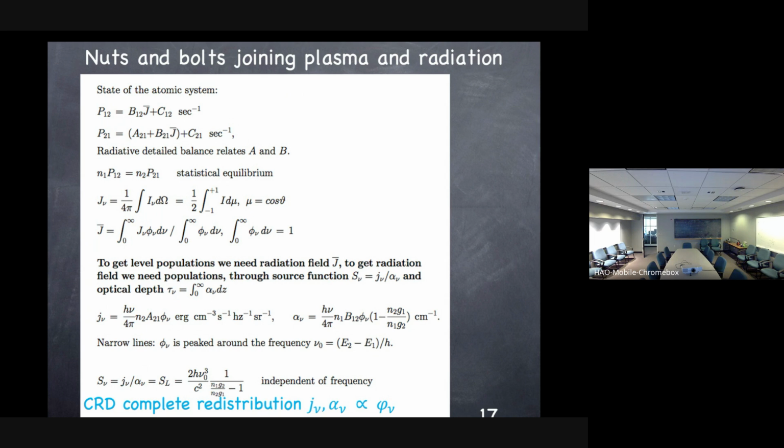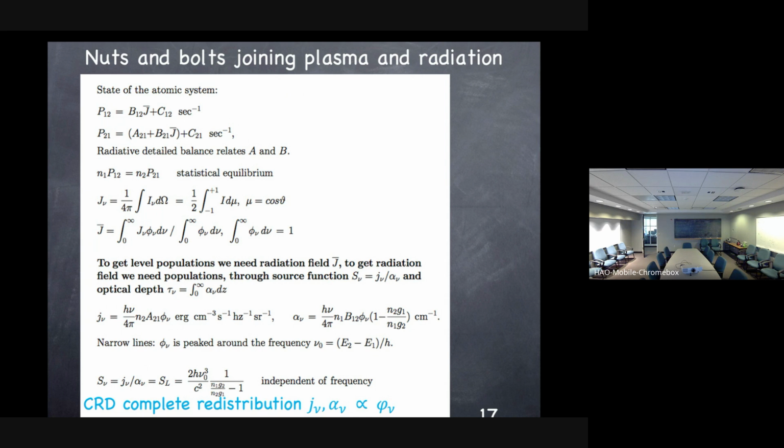How do we make this condition that the rate of change of the atoms is 0 at the same time as solving the radiative transfer equation? And this is all that non-LTE radiative transfer is all about. That's all it is.